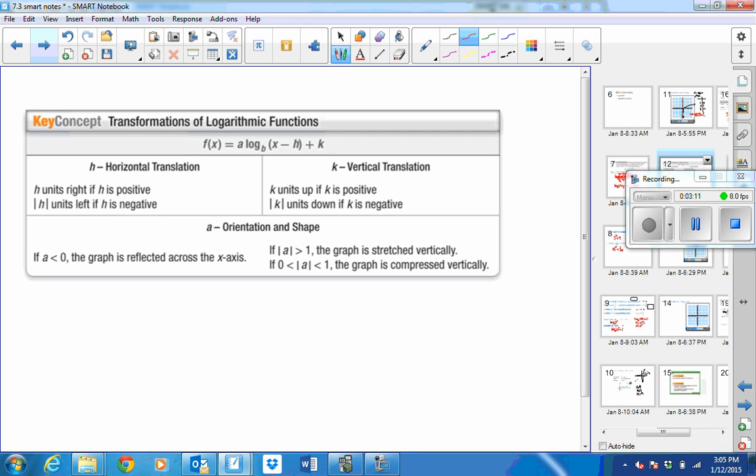So we look at translations or transformations of logarithmic functions, and the same thing is happening with these as has happened to all of our other basic functions that we've talked about. If we have plus k out here, that's going to be a vertical translation up or down. Minus h, that's going to give us our horizontal translation left and right, and a is going to stretch it or shrink it.